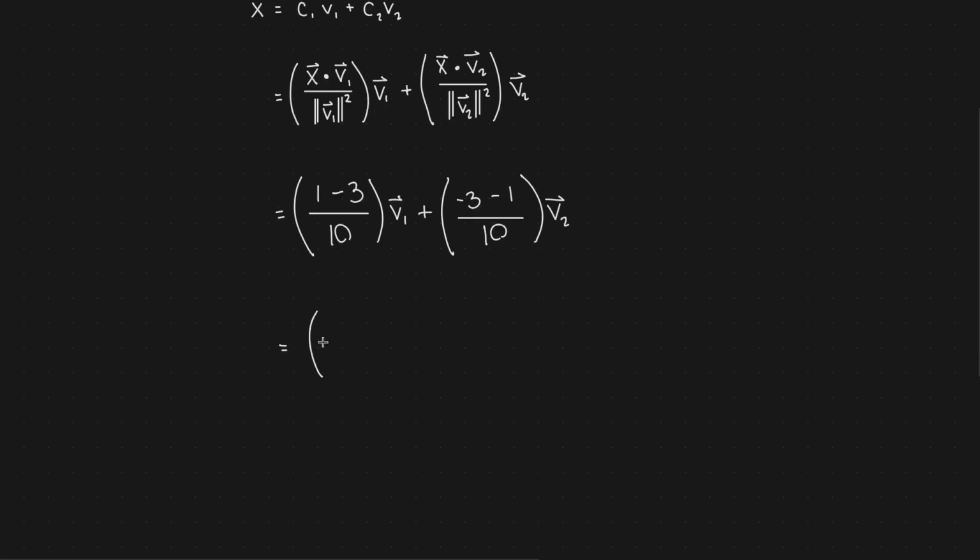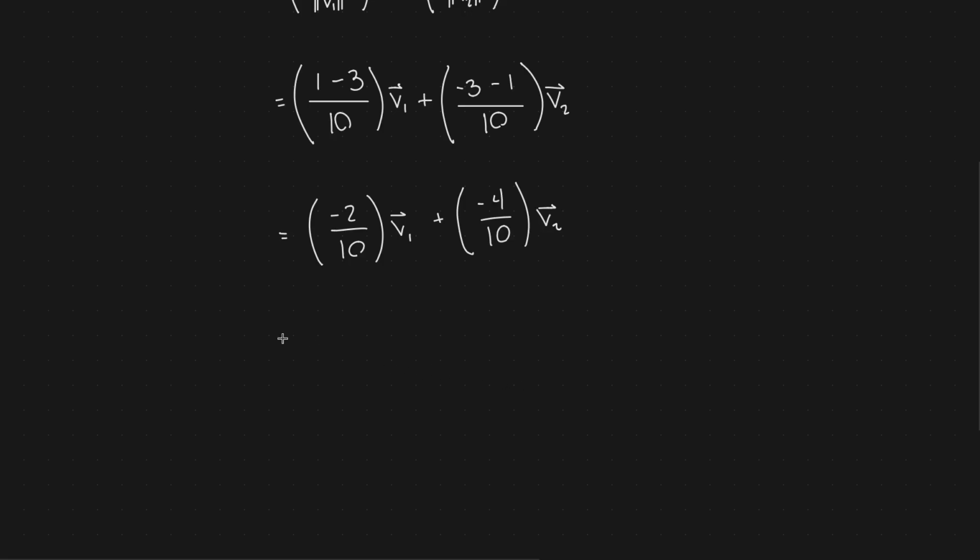So 1 minus 3 is -2. -3 minus 1 is -4. And so I get -1/5 v1, if I simplify the fractions, minus 2/5 v2.